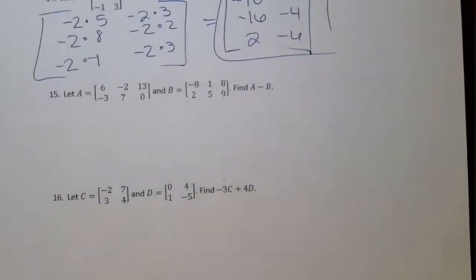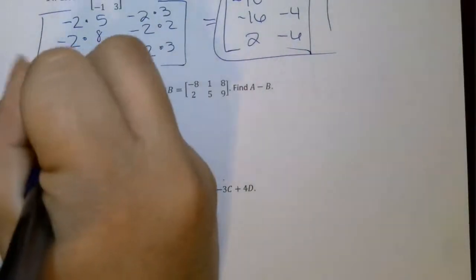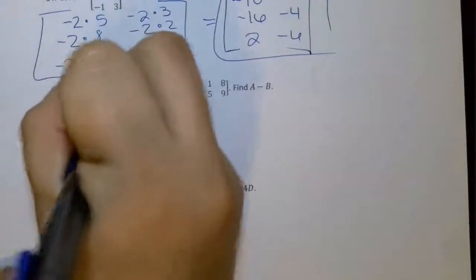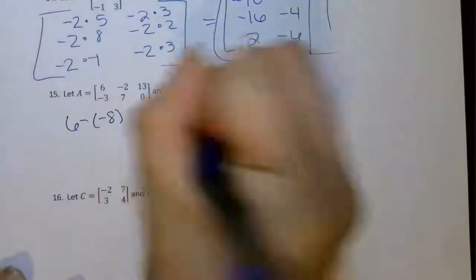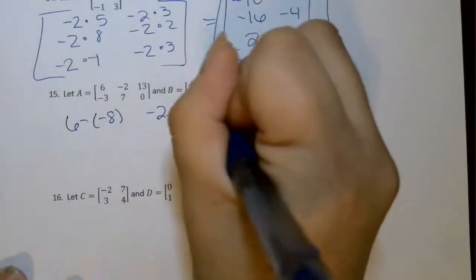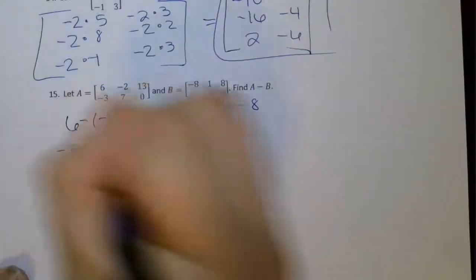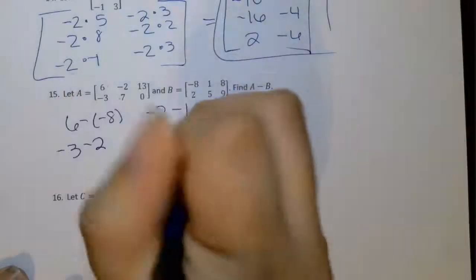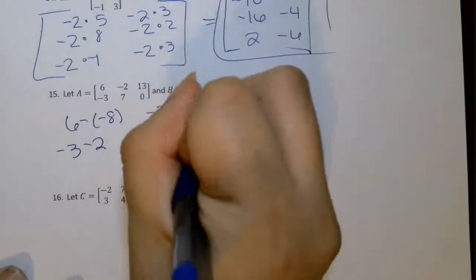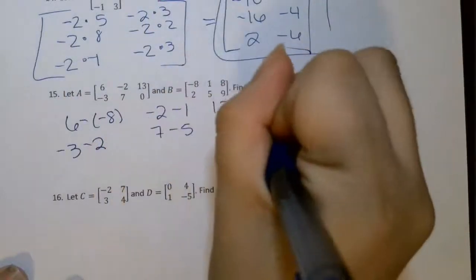Number 15 is just finding subtraction between the two matrices. They are the same size, so subtraction is possible. I'm going to have 6 minus negative 8, negative 2 minus 1, 13 minus 8. Then I have negative 3 minus 2, 7 minus 5, 0 minus 9.